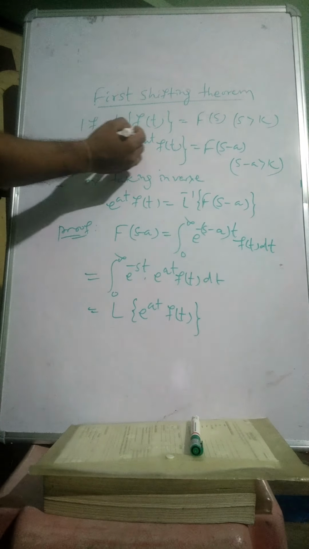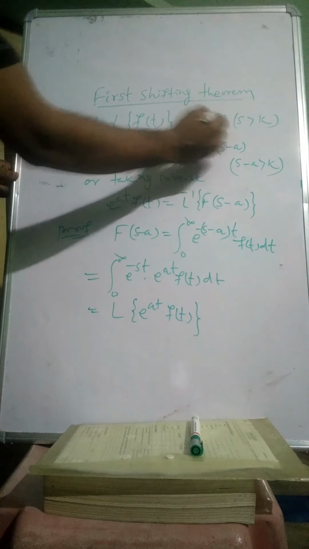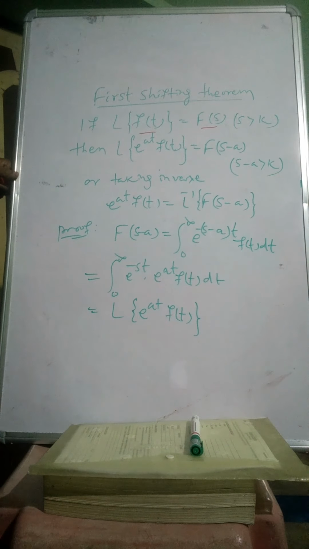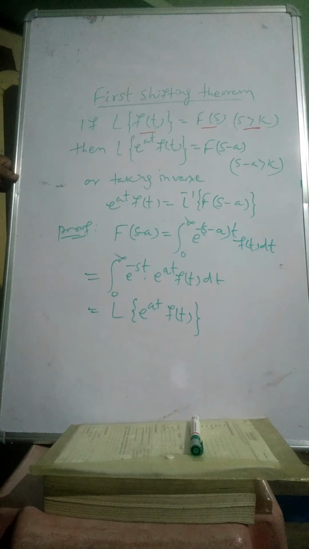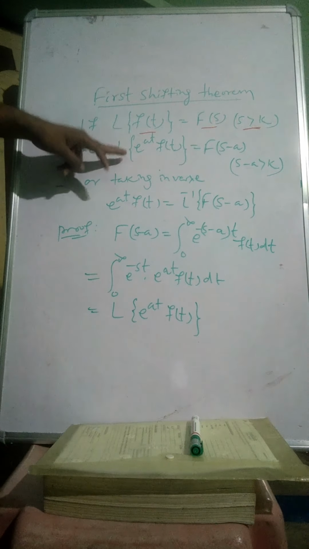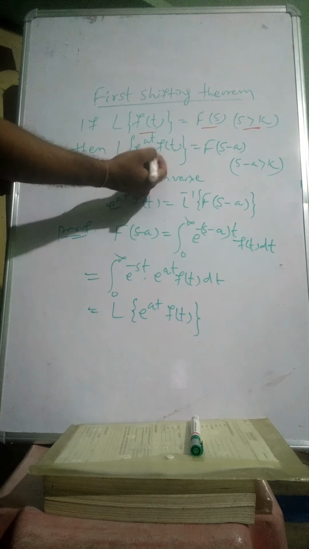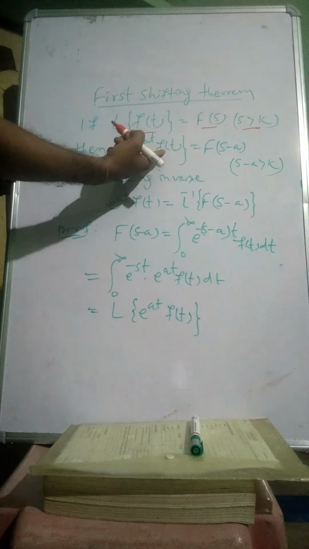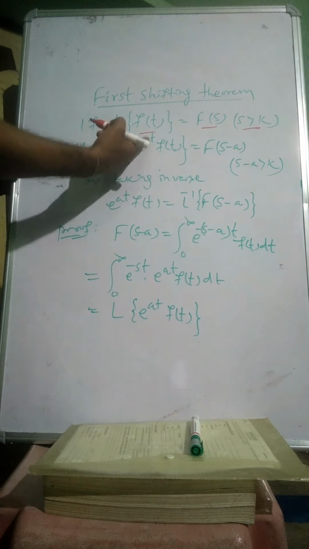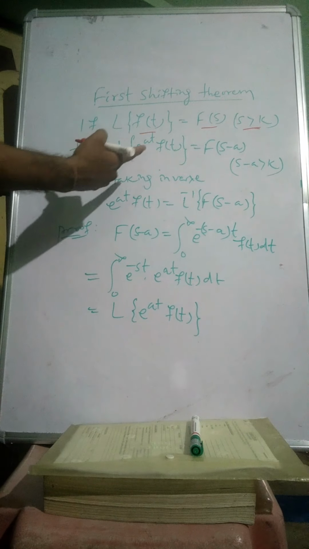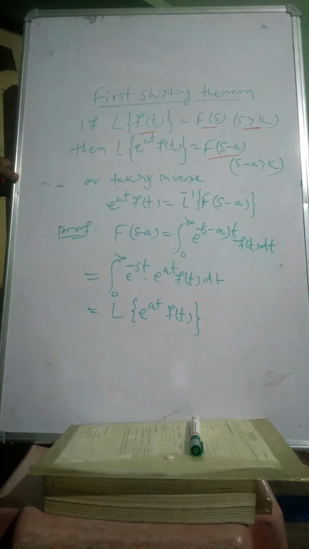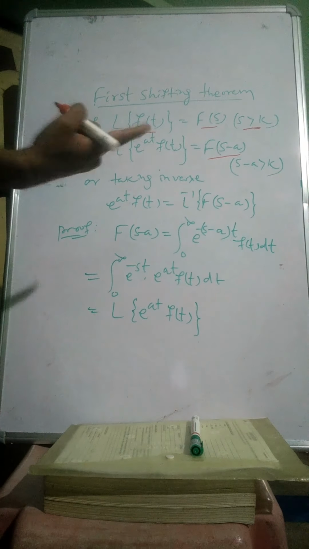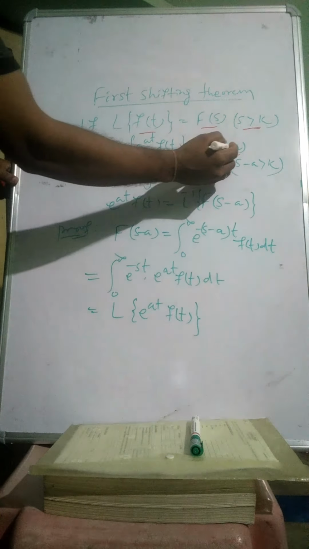If Laplace of f of t is equal to F of s, wherever s is greater than k, then Laplace of e to the power at into f of t, that means when I multiply some exponential function e to the power at with f of t, then its Laplace will be F of s minus a. That means s will be shifted to s minus a.